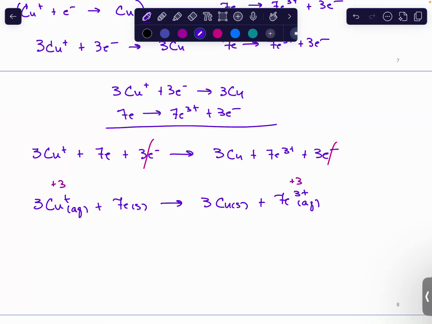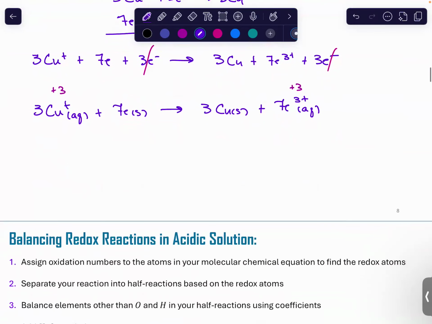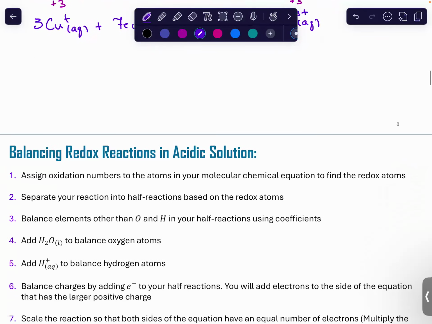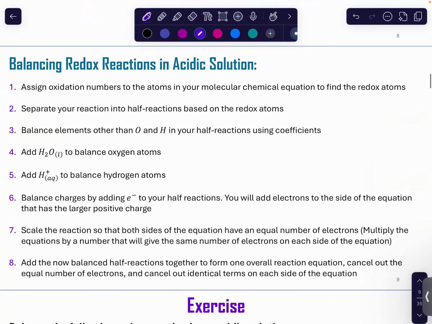Okay, now that we've warmed up with the easy one, you're going to do something that will enter your nightmares, but it's something you need to see so you can do it next year. Also, I pulled these from the end of your chapter 4 in your textbook. So these are problems in your textbook. So, okay. Balancing redox in acidic solution.